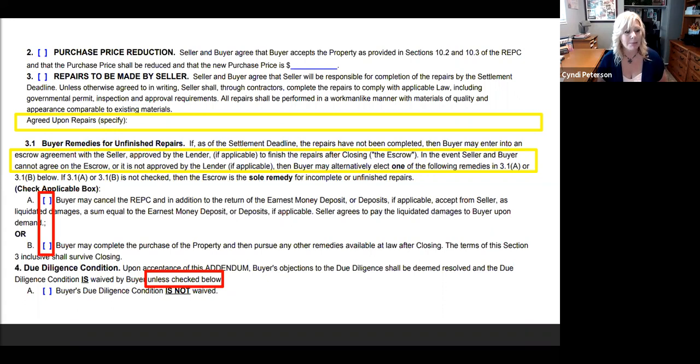So B is buyer may complete the purchase of the property and then pursue any other remedies available at law after closing. The terms of this section, number 3, inclusive, shall survive closing. So in my opinion, unless you want your seller to be at the end and be like, yeah, we decided we don't want to do the repairs, it says the buyer may cancel, but you may have a situation where the seller might say, well, that's okay because we're not doing it. We decided we're not selling the home, whatever. It could end up in some kind of a legal situation.